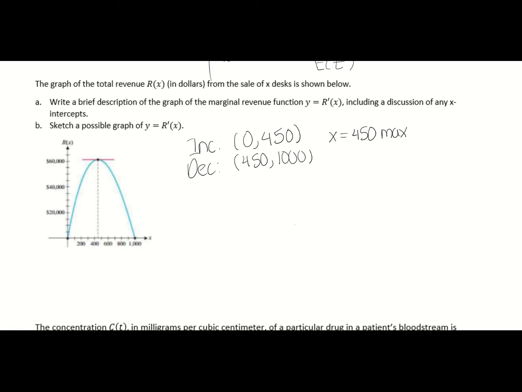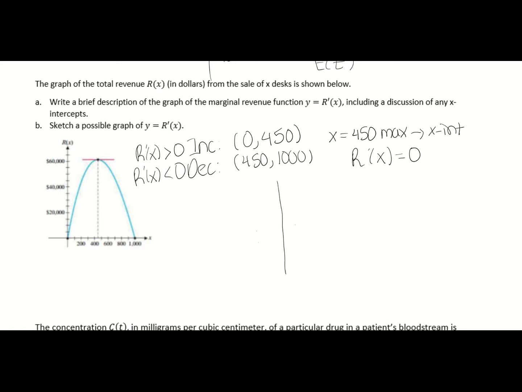So when you have a maximum, that means that f prime of x, I'm sorry, I should use R because we're talking about revenue, R prime of x is equal to 0. So this will be an x-intercept of our marginal revenue function. Write a brief description of the graph for the marginal revenue function. Anytime it's increasing, R prime of x is going to be greater than 0. Anytime it's decreasing, R prime of x will be less than 0. And at 450, it will be an x-intercept.